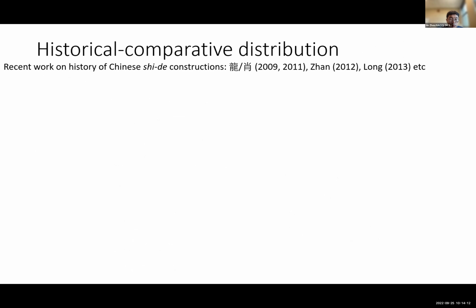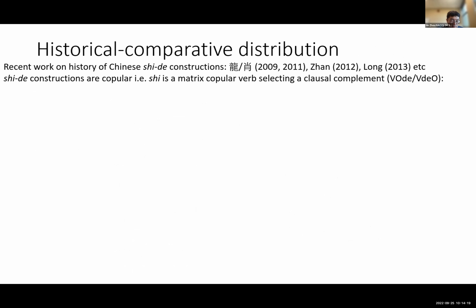If we look at the historical comparative distribution, recent work has done a lot on the history of this construction. We've established that the shi verbs are basic copula verbs. So shi is a copula verb taking a clausal complement.